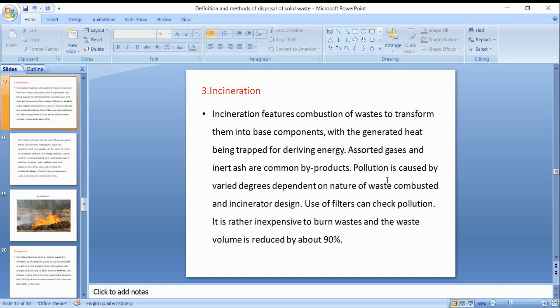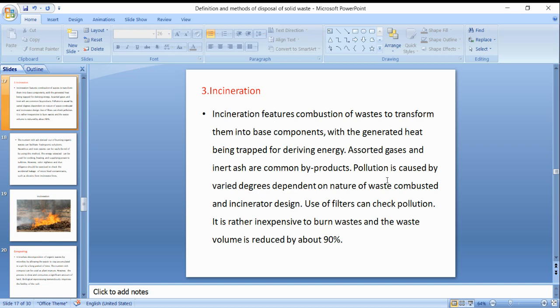With the generated heat being trapped for deriving energy, assorted gases and inert ash are a common byproduct. So if we use the incineration method, we are generating heat energy, and also inert ash after burning all the waste, which is formed into ash itself. These are common byproducts. Pollution is caused in varied degrees depending on the nature of the waste combusted and the incineration design.